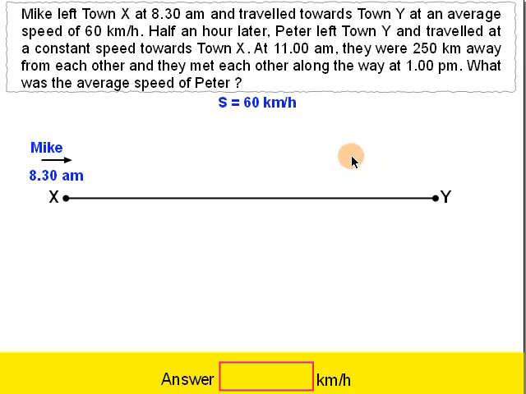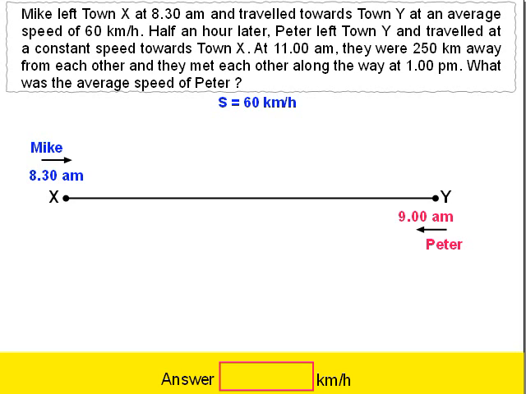Alright, so Mike left at 8:30 a.m. from town X to town Y, and he traveled at an average speed of 60 km per hour. Half an hour later, Peter left town Y and traveled at a constant speed towards town X. Half an hour later means it's 9 a.m. Traveling at constant speed.